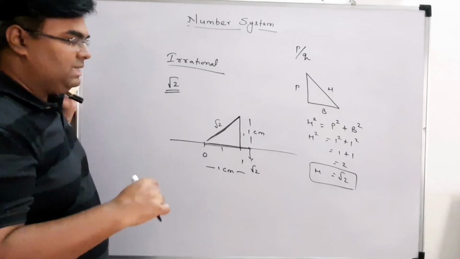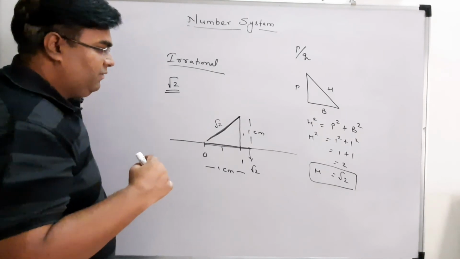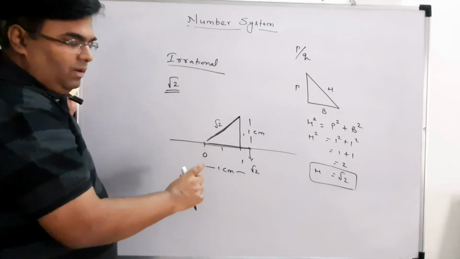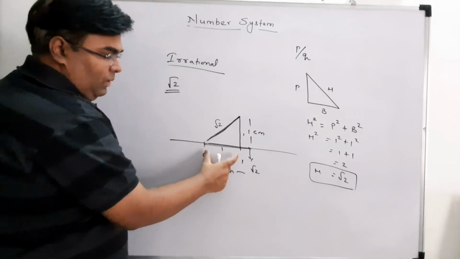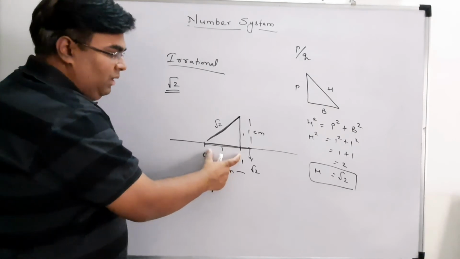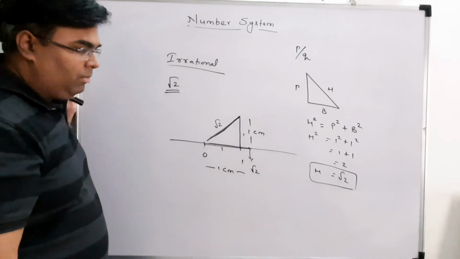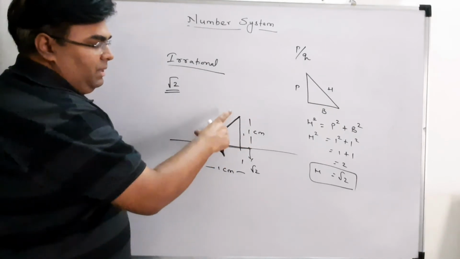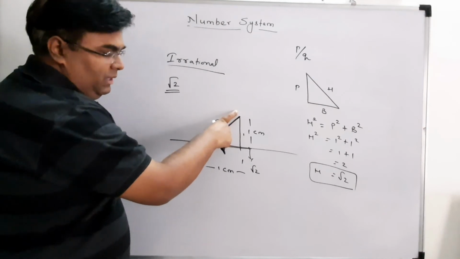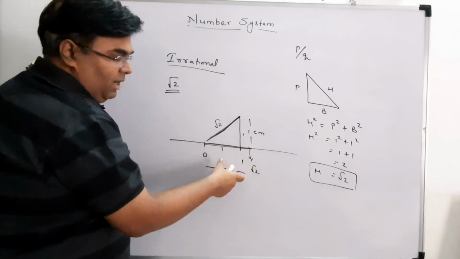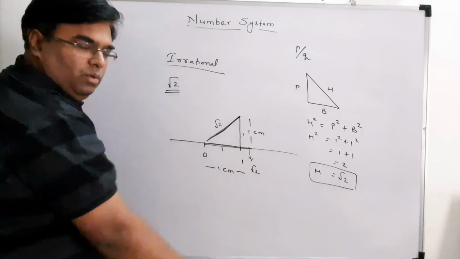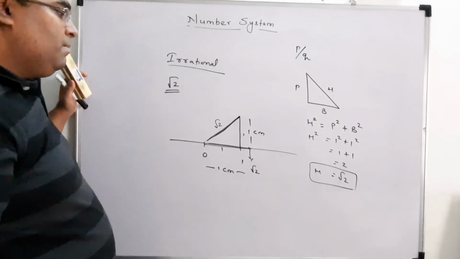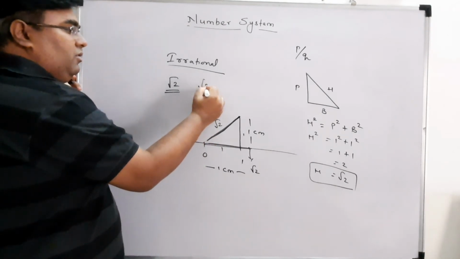Correct? Now let us understand how to find other irrational numbers. So in root 2, what we have done, we have taken 1 centimeter on the number line, 1 centimeter perpendicular to the number line at 1, and then we joined 0 with that point and measured the length of this diagonal or hypotenuse, and then we marked the same measurement on the number line to represent root 2. Now to go further, we need to find root 3.